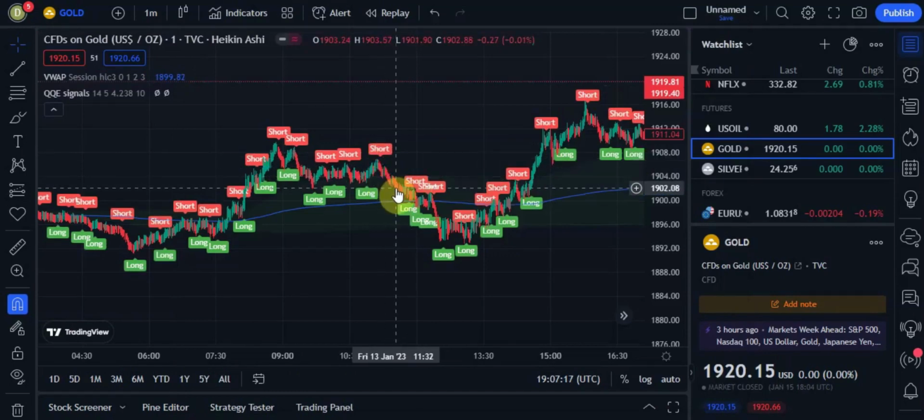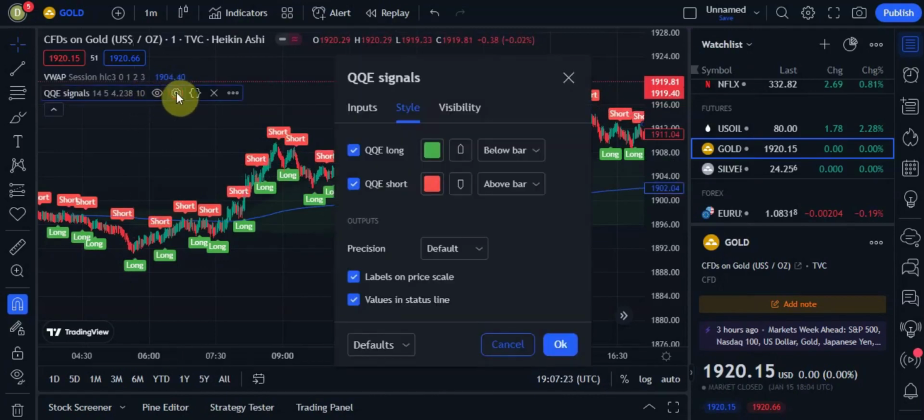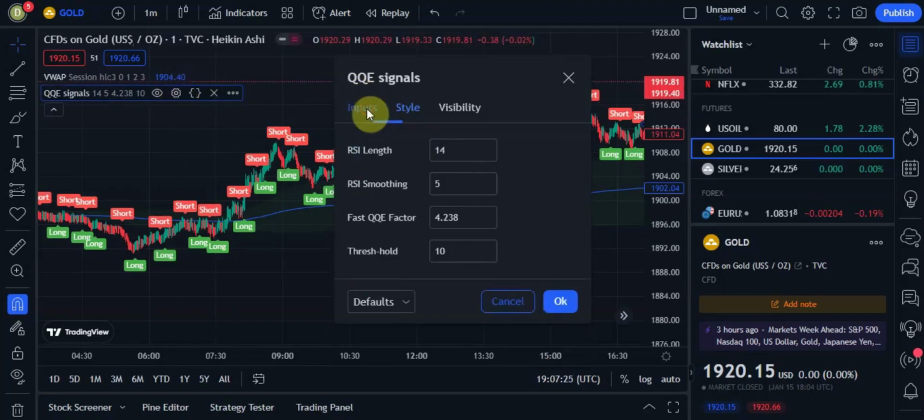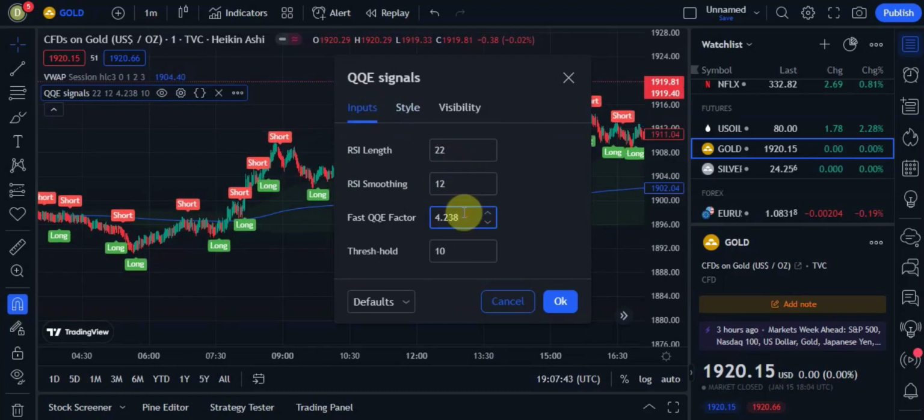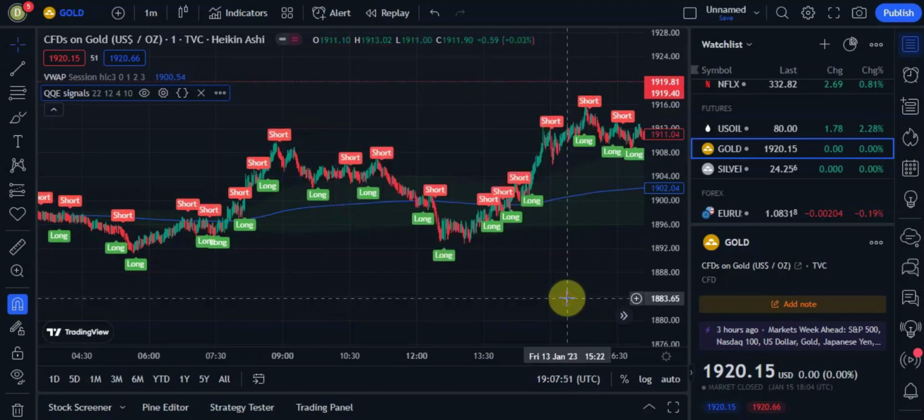We can see this indicator has generated some buy and sell signals for us. But we also have a lot of random signals. So let's make some changes in this indicator here as well. So we'll click on settings, then input, and let's change the RSI length to 22 and the RSI smoothing to 12. And let's remove the decimal places from the fast QQE factor and just keep it at 4. There we go, and click OK. Now we have our setup ready.